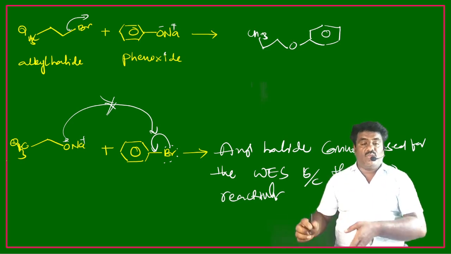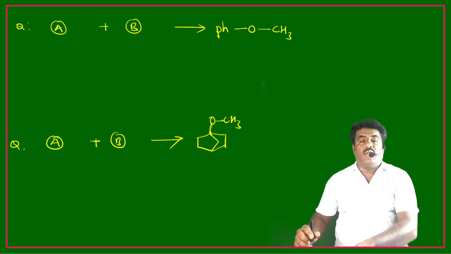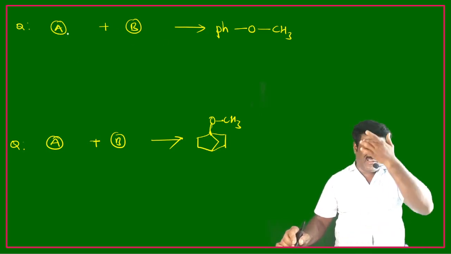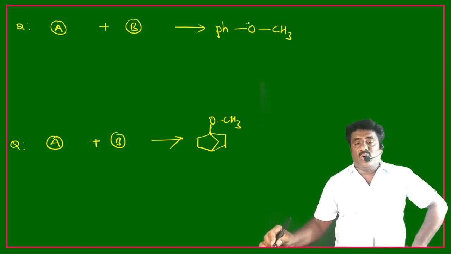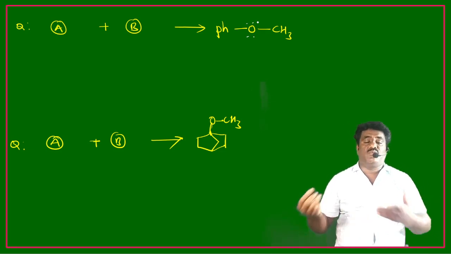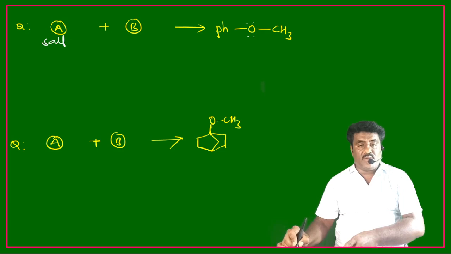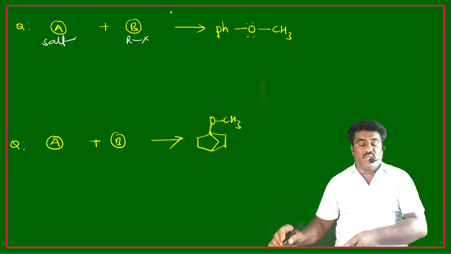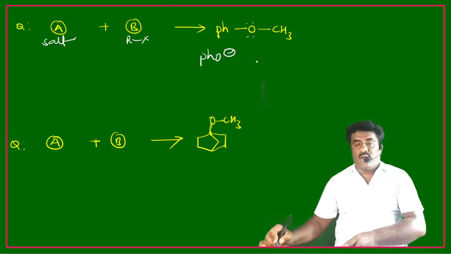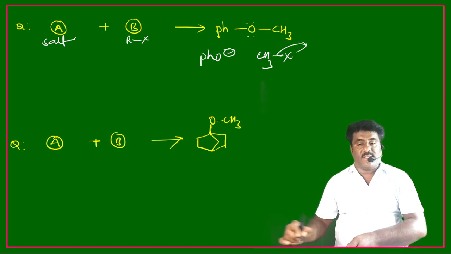Have a look at the next example. If A is an alkoxide ion, meaning a salt, and B is the alkyl halide, what are A and B? What are the possibilities? One is phenoxide, PhO minus, and CH3X. When the halide leaves as X minus, the O minus attacks on the methyl group.